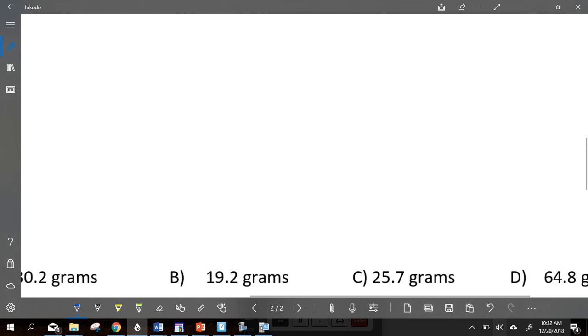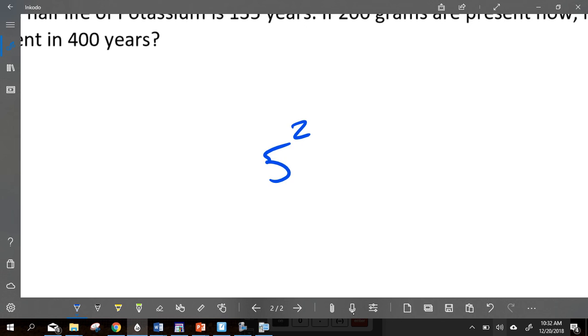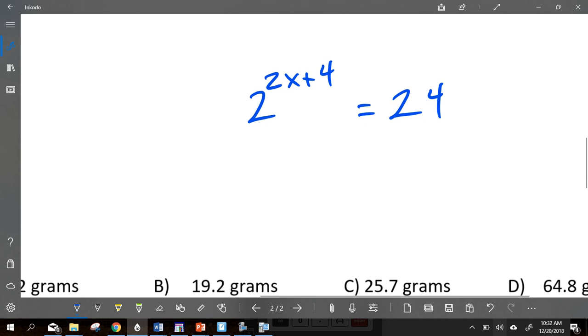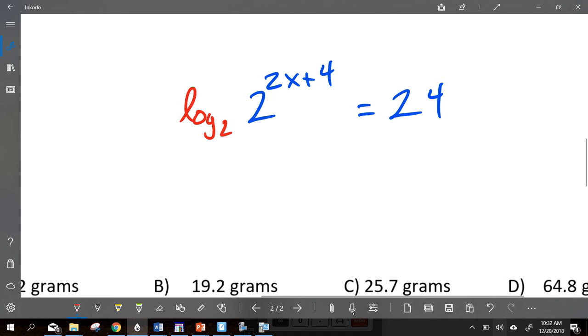I'll just make up a random one here. Let's do 2 to the 2x plus 4 is equal to 24. If I'm trying to solve that, to get rid of the 2 to a power, the way I do that is I take log base 2 of both sides. And so on both sides, I'm doing log base 2. Over here, those two things are going to cancel. I get 2x plus 4.